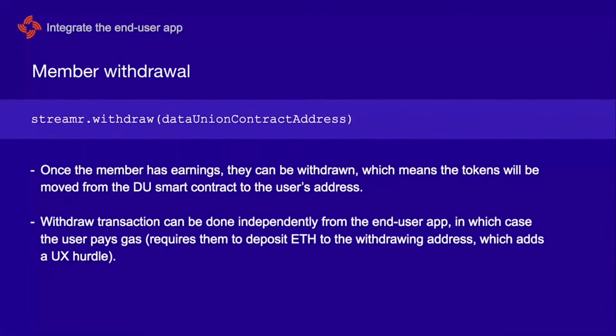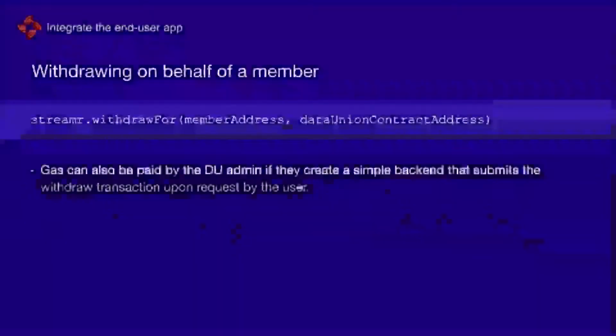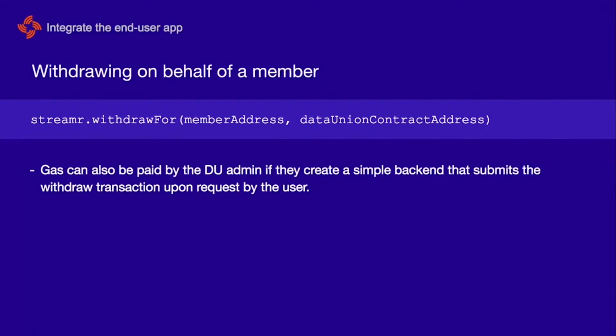Members accumulate earnings for as long as they want, and they can withdraw them from the smart contract at any time. The tricky bit is that the withdrawal, of course, requires a mainnet transaction. So the user needs to have ETH in their address to pay gas, which is tricky from a UX point of view. Now, for better usability, there's another function that allows the data union admin to sponsor the withdrawal by paying for the gas.